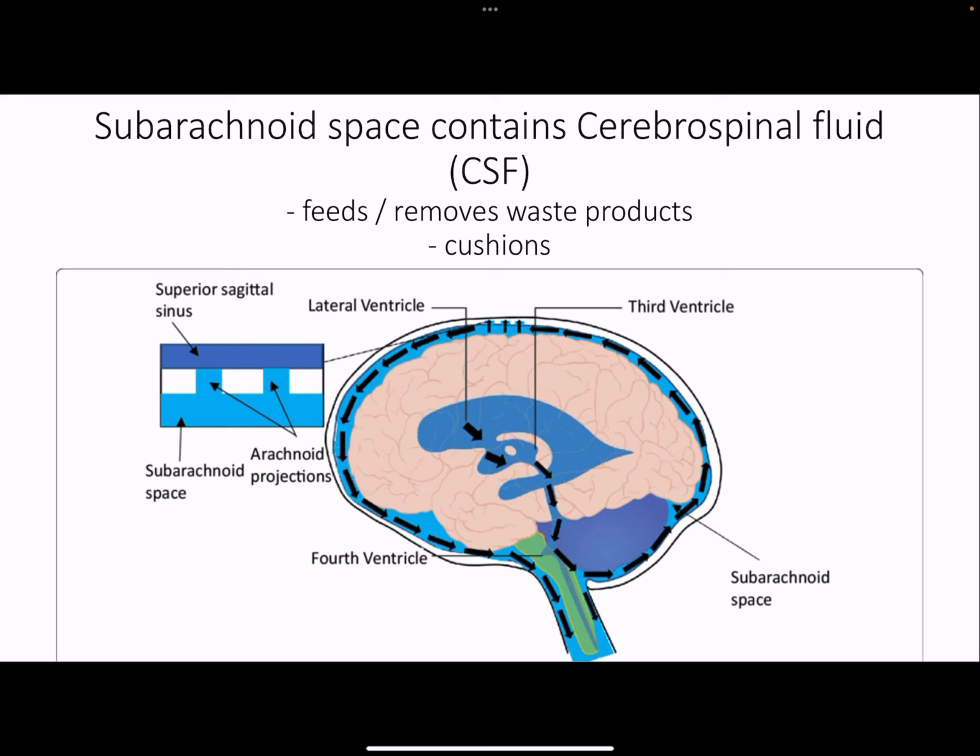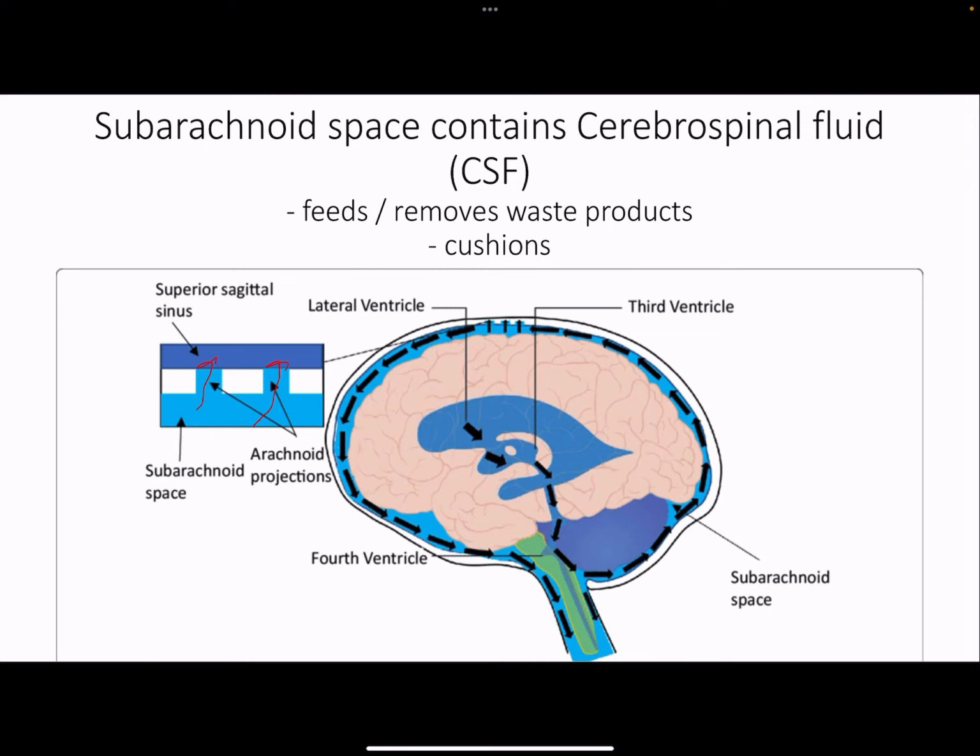We mentioned the subarachnoid space contains cerebrospinal fluid. The purpose is to feed the tissue, to remove waste from the tissue, and to cushion the very delicate brain. I would also note that the subarachnoid space containing the cerebrospinal fluid ultimately is going to dump into these sinuses. A lot of things are going to just dump into these sinuses.